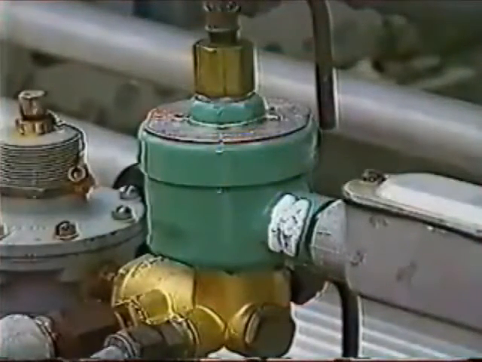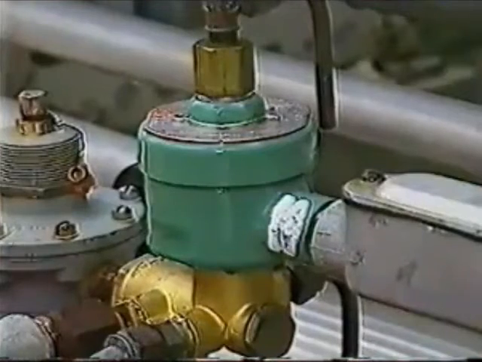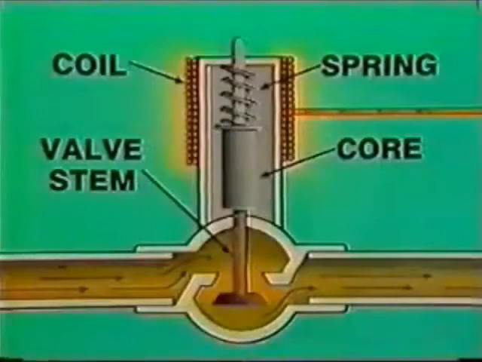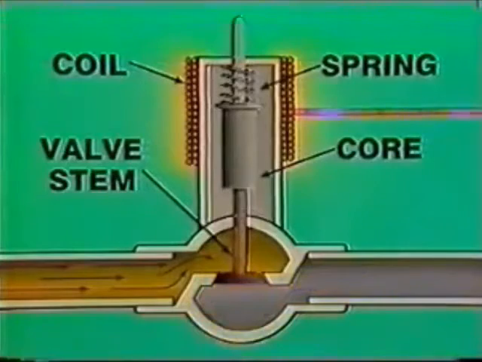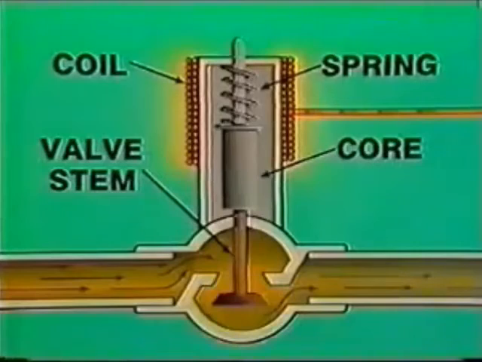Here's another type of control valve. It has a solenoid actuator. The solenoid consists of a spring, a coil, and an iron core. Electrical signals from a controller move the valve. When electrical current is sent through the coil, a magnetic field is set up that pulls the core upward and closes the valve. When the current stops, the core is pushed out of the coil by the spring and the valve opens. Because of its design, a solenoid-operated valve can only be used for on-off service.